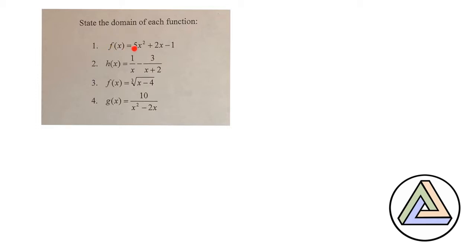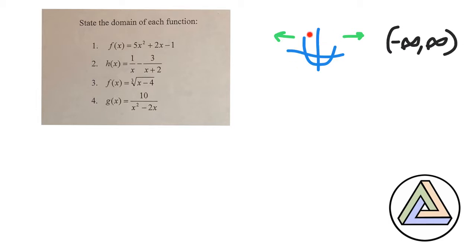Now, when it comes to problem number 1, 5x squared plus 2x minus 1, the domain could be anything there. The reason is that it is some parabola type thing. The way parabolas go is that they go out forever to the left and out forever to the right. So that is a domain of negative infinity over here and positive infinity over here. So for problem number 1, it is negative infinity, positive infinity.